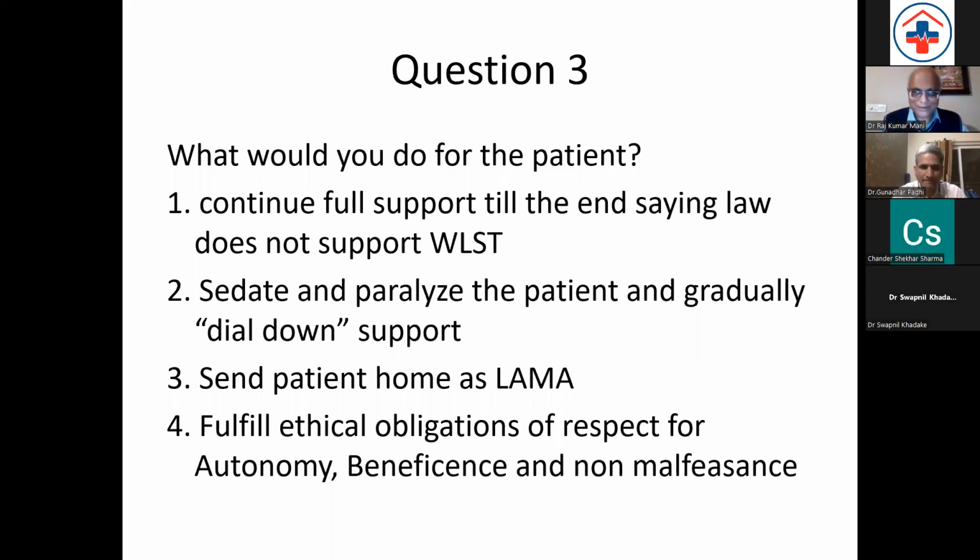That gladdens my heart. So there's no running away from your obligations. No running away from taking a difficult ethical decision. So over the wishes of the patient, you can't be providing full support and becoming deaf to his entreaties. Sedating and paralyzing and gradually dialing down is not acceptable. LAMA, as I said, is a most thoughtless and cruel action, because you're saying, I'm abandoning you. I want to protect myself legally. That's all I want to do.